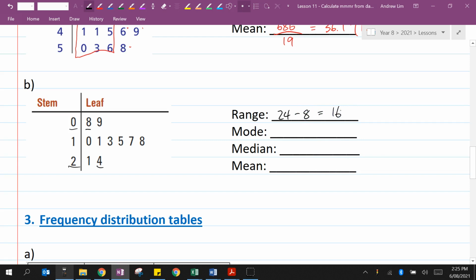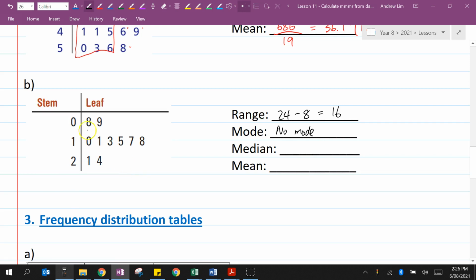The mode. It looks like there is no mode because every single number occurs once only. So no mode. Now you might be tempted to see, oh, there's an 8 here and there's an 8 here. But this is actually 8. This is actually 18, so they're different. Same with this one. There's a 1 here and there's a 1 here, but they represent different numbers. This one says it's 11. This one says it's 21, so there is no mode.